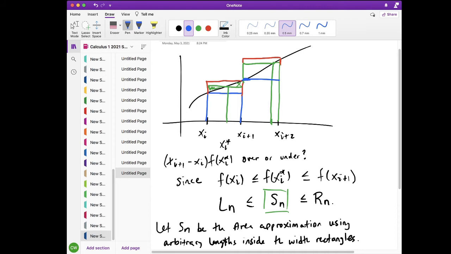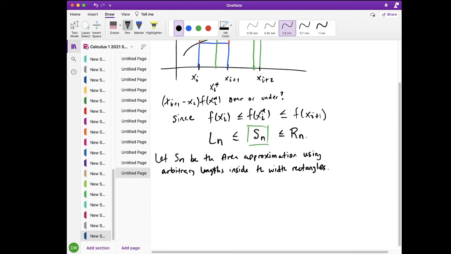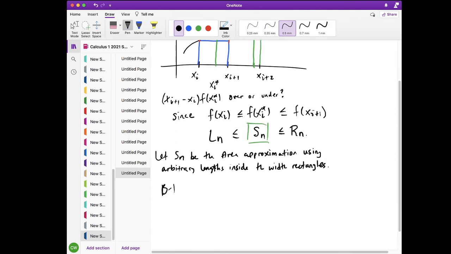So what does this mean? We just showed that L is equal to R, as the limit as n goes to infinity of L of n is equal to R of n. That's kind of the whole point of this whole discussion. Well, if S of n is sandwiched in between, that means that S of n is also the actual area.